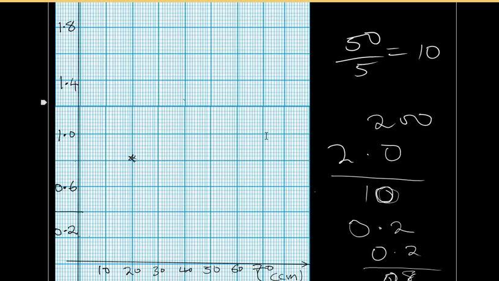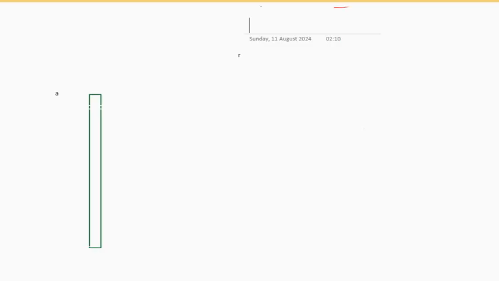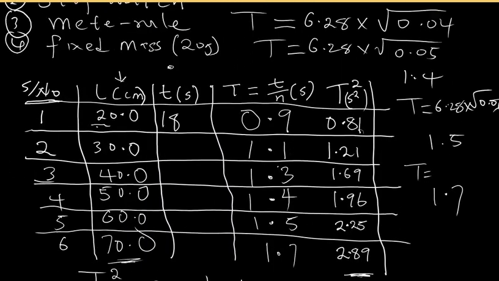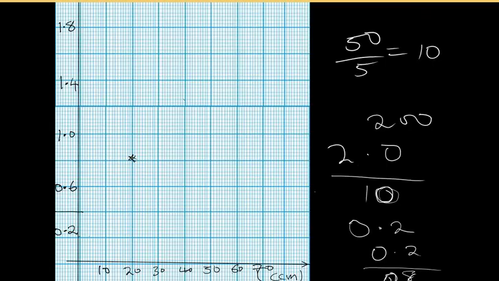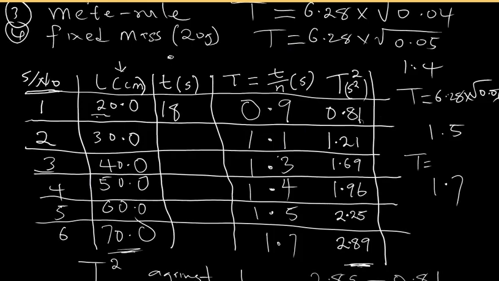Next reading. 30 goes with 1.21. Let's get that. 30, 1.1, this is 1.2, and 1.21 is just above 1.2. Next, 40 goes with 1.69.